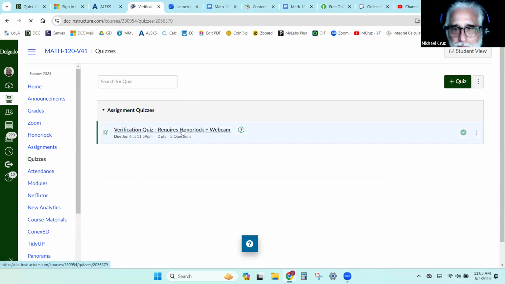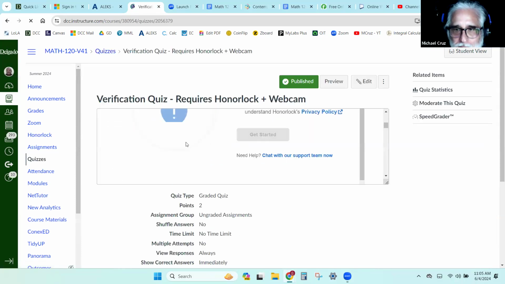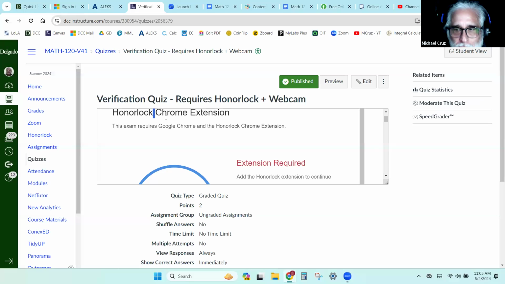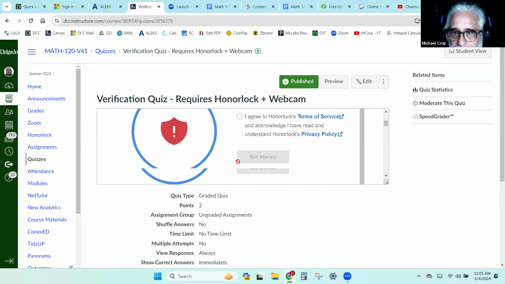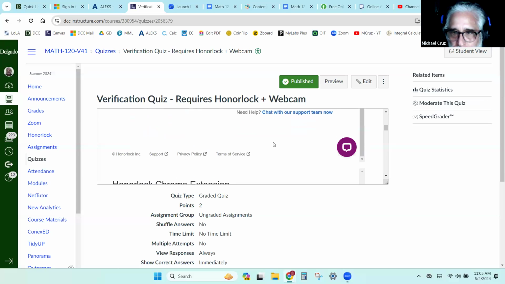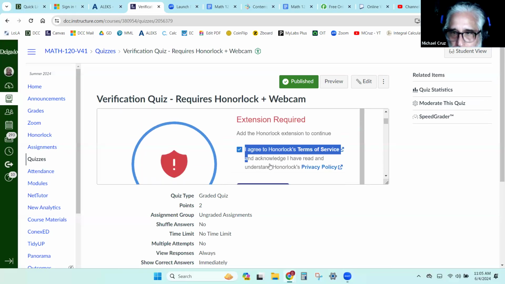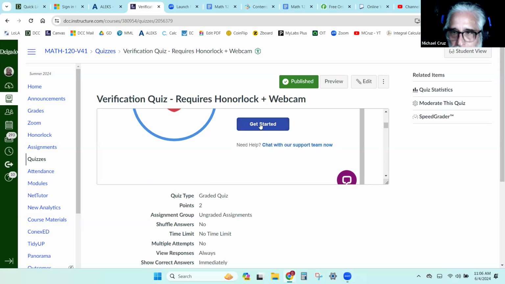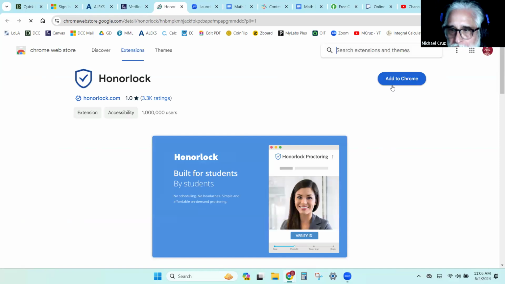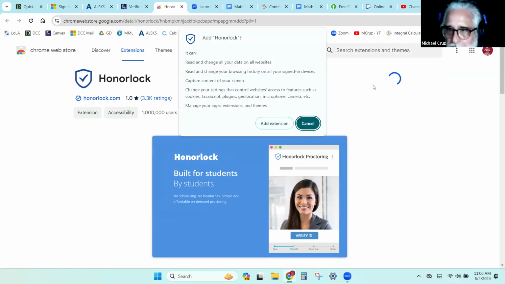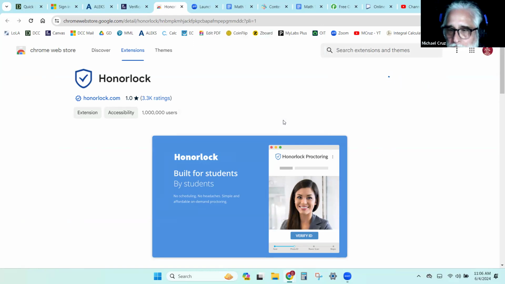When you click on it, see this right here? Honorlock Chrome extension. So extension required. So you got to click on that and say get started. And then if you need help, you can do that. But this right here is going to make sure you got that thing. See how it says add to Chrome? You got to do that. That's what it's talking about. And it'll only go with the Chrome browser.